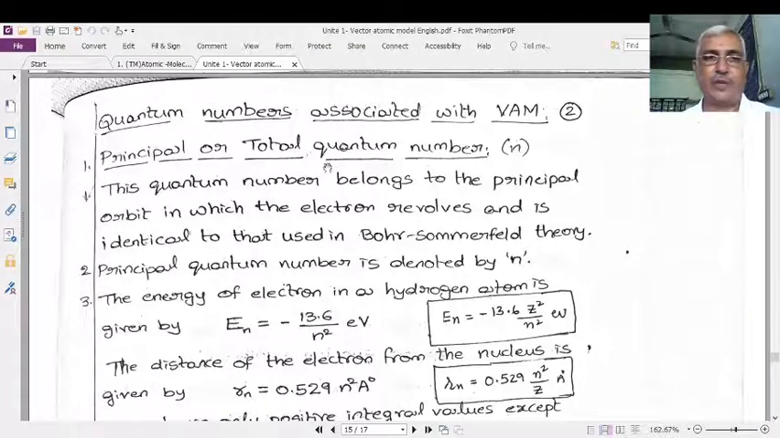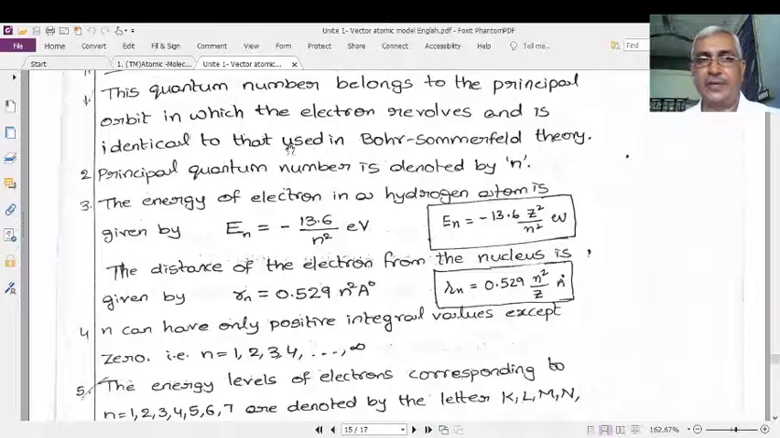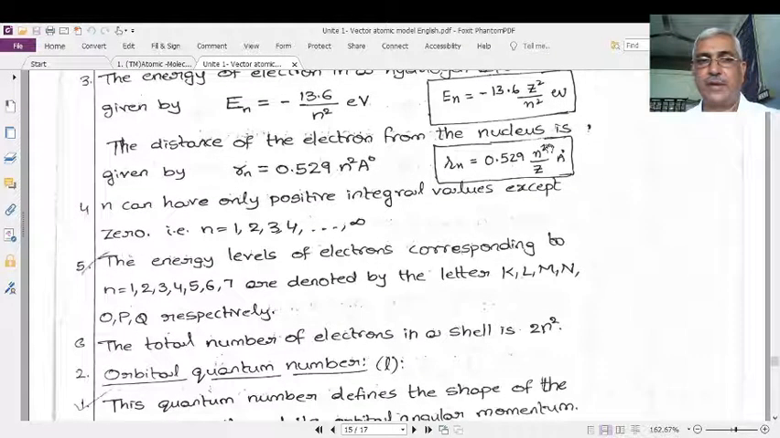The first quantum number is the principal quantum number. It is represented with the letter n. It gives the main orbit in which the electron is revolving. It is nothing but the main orbit used in the Bohr and Sommerfeld theories. n can take only positive integer values, that is, n is equal to 1, 2, 3, and so on, up to infinity.